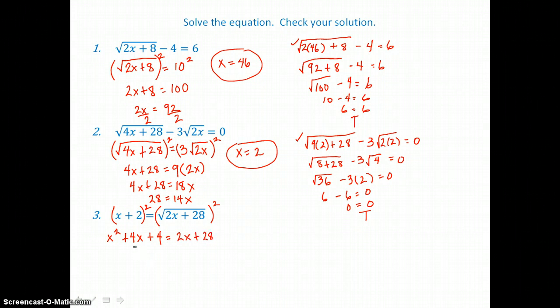Okay, now we have a quadratic equation to solve, so we want 0 on one side. So I'm going to move 2x and 28 to the left-hand side. I'm going to first subtract 2x from both sides, so 4x minus 2x is 2x. And then I'm going to subtract 28 from both sides, and 4 minus 28 is negative 24, leaving 0 on the right.